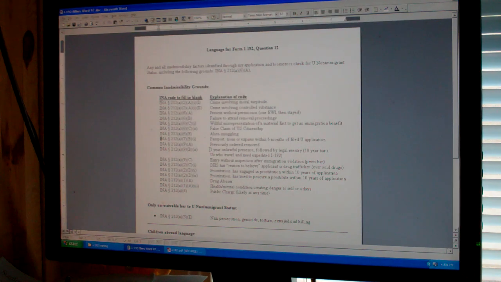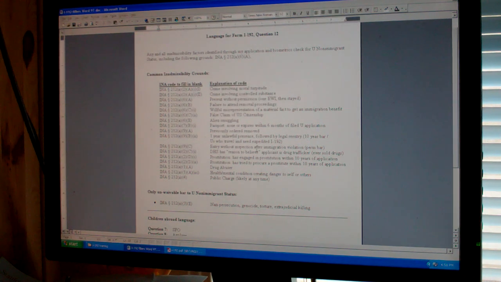212(a)(9)(B) would be somebody who has 1 year of unlawful presence followed by a lawful entry. So that's not going to be all that common at this stage, but we will need to get those sometimes for our clients who want to leave the United States and then come back. But one of the ones we do see commonly is entry without inspection after an immigration violation.